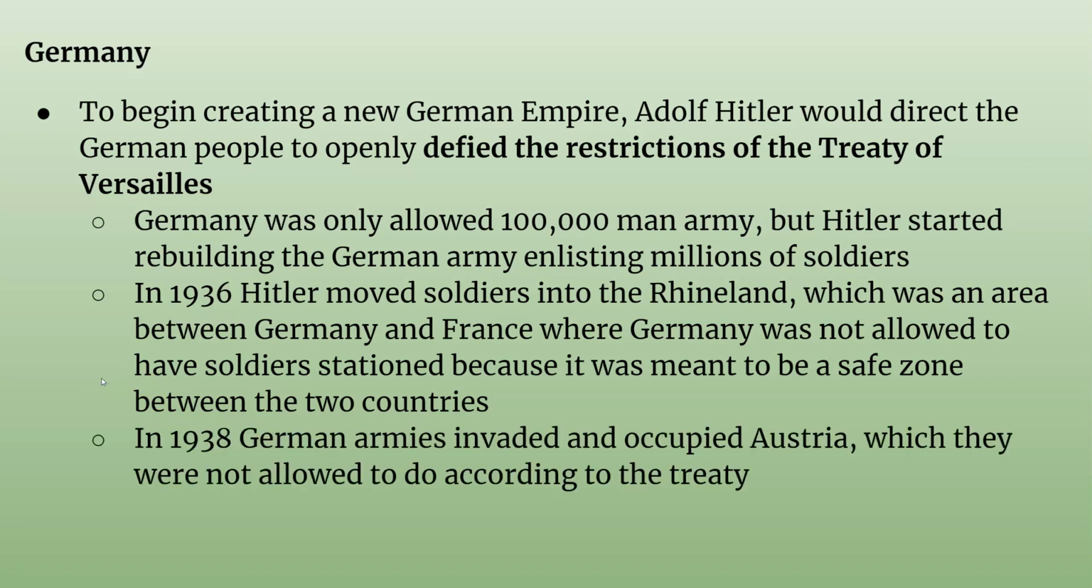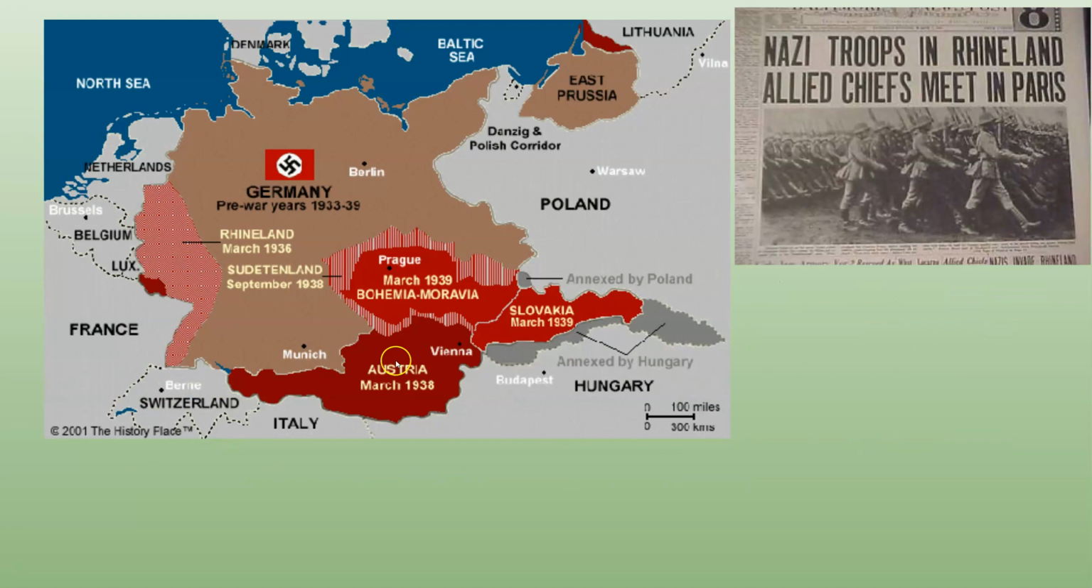And then in 1938, German armies invaded and occupied Austria, which they weren't allowed to do according to the treaty as well. They started coming into what was called the Sudetenland. A lot of ethnic Germans lived there, and Hitler wanted to take it back.